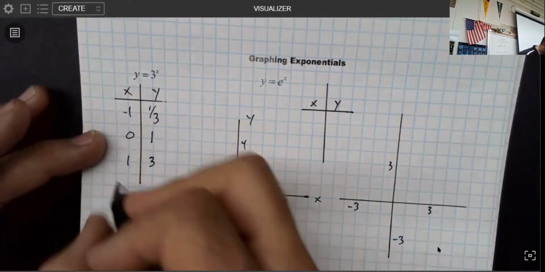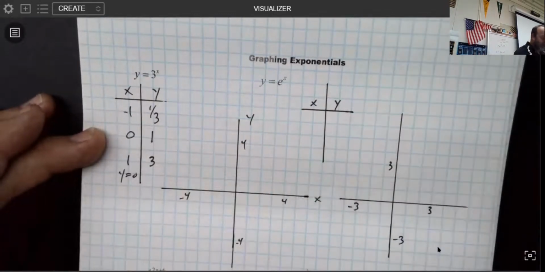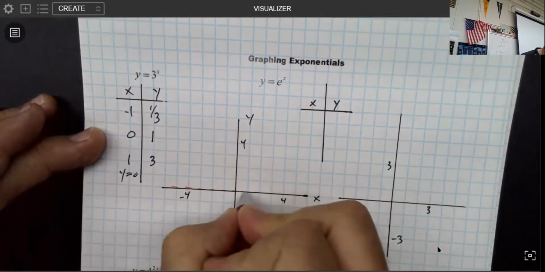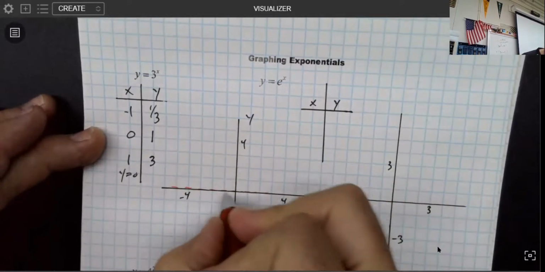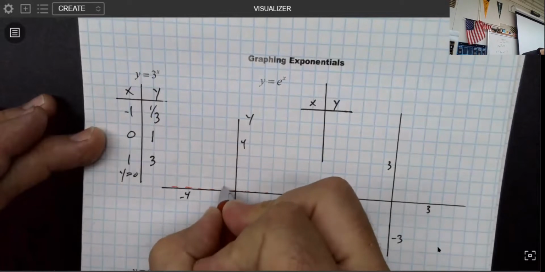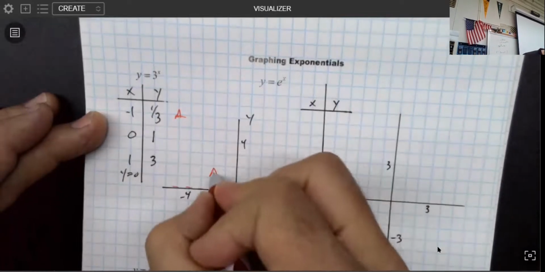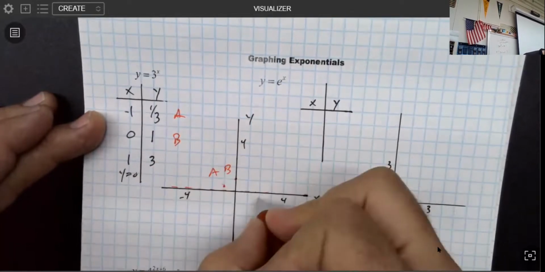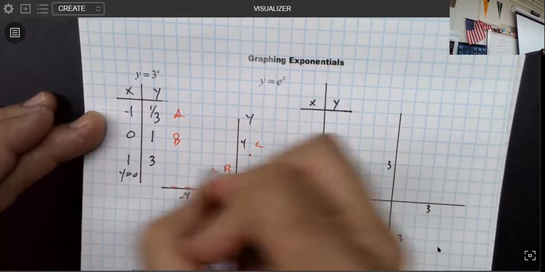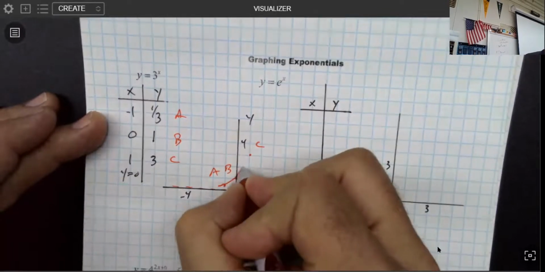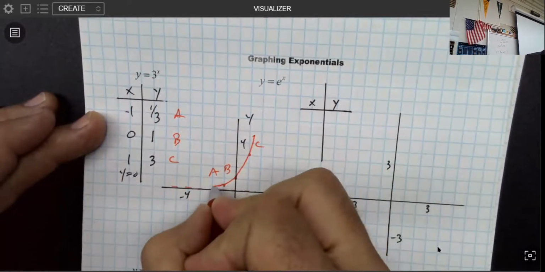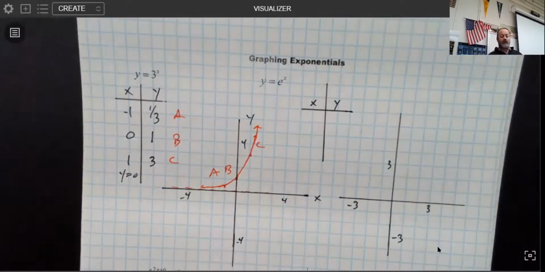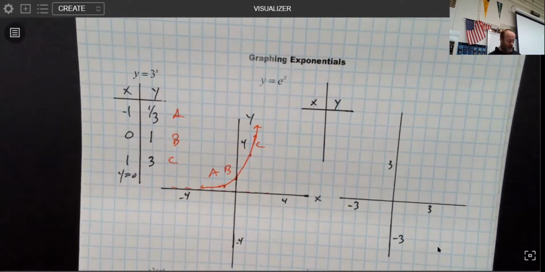And of course, we already know that it has a horizontal asymptote at 0. So we have our horizontal at 0 going like this. We have our coordinate at -1, we're sitting at 1/3. At 0, we have 1. And at 1, we have 3. And we have a nice, easy looking graph right here like this. Please remember to make them relatively generous in terms of their length so you can show the entire curve.